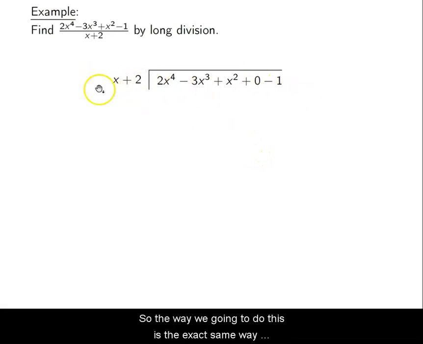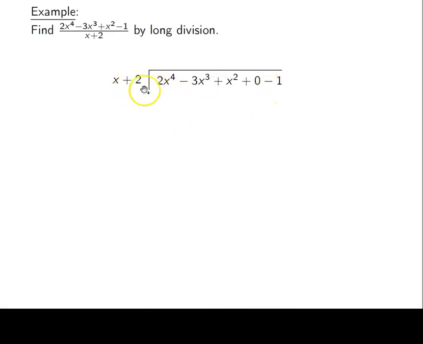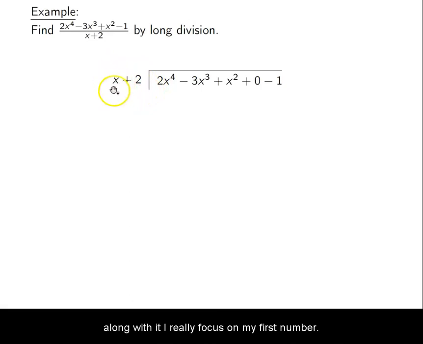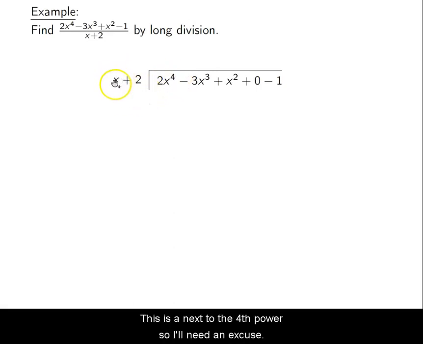Okay. So the way we're going to do this is the exact same way that I described, which I'm sure you were probably not able to follow. So we're going to walk through the example very thoroughly, right? So I need to find a number to multiply times x plus 2 so that the first term here matches with this first term. Okay? I don't really care about the plus 2 part. That just comes along with it. I really focus on my first number. So I need a 2 so that this can be a 2. This is an x to the 4th power, so I'll need an x cubed. Okay? 2x cubed times x gives me 2x to the 4th.